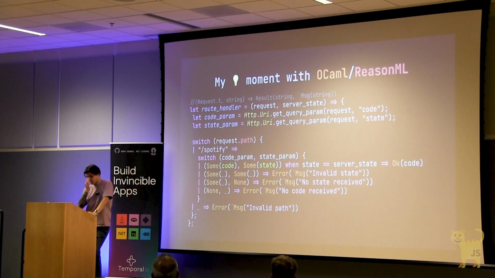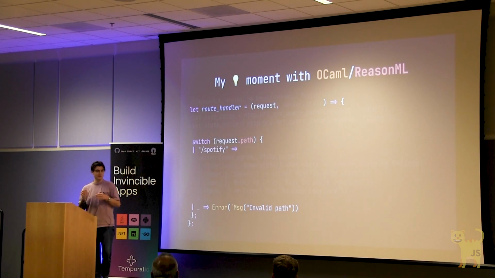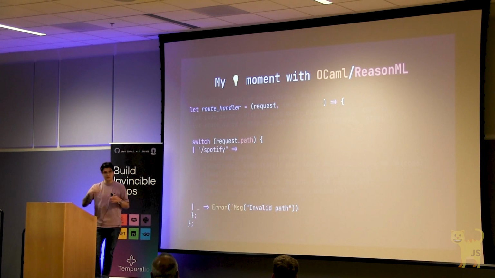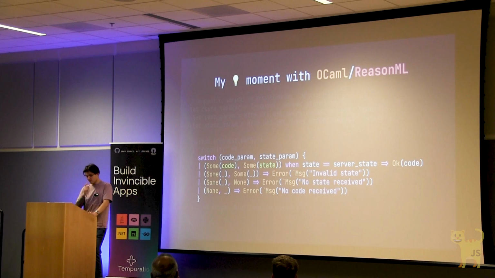Basically the inferred type is it takes a request and a string, and we return a result where the OK value is a string and the error value is just a message of string. So to break this down, let's first look at this outer pattern match. We're going to pattern match on the primitive string value of request.path. We're going to say, hey, if this path at runtime equals /Spotify, let's continue on with the program. But if someone tried to hit this running server with any other endpoint, we're going to return an error that says invalid path. Next up is this inner code block.